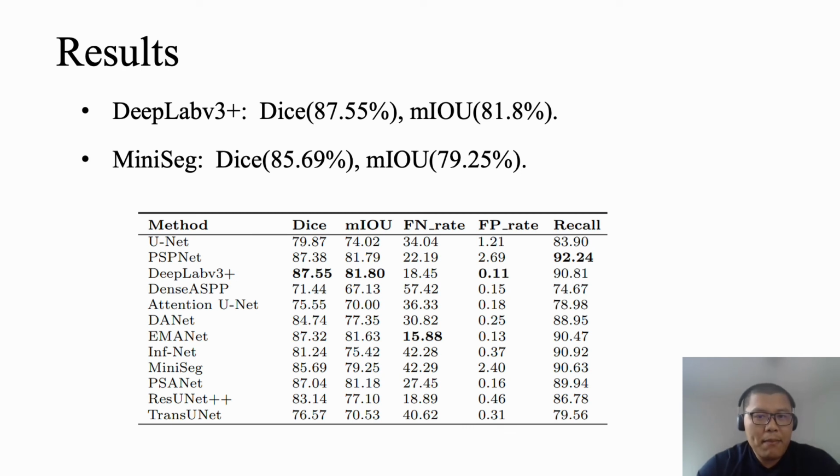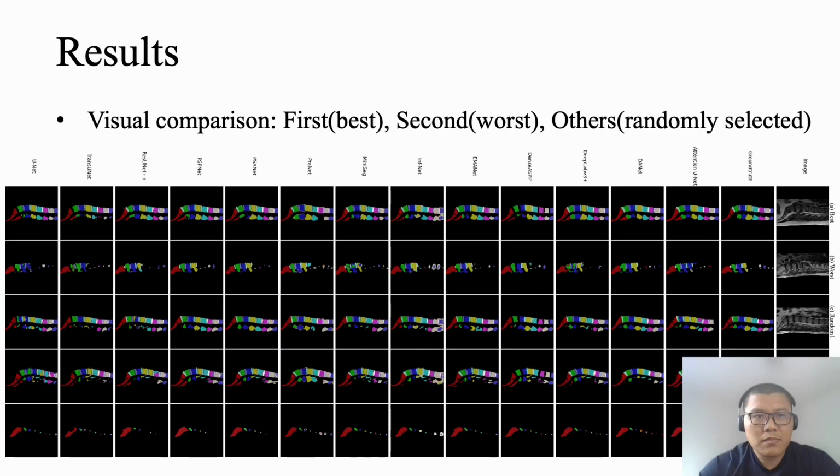And here are the mean results between these different networks. We can see DeepLab and MiniSeg have got very good results in the dice and the IoU. And here we show some segmentation results visually. We compare the performance between these models. We select 5 MRI images for each model. I think the first two rows are the best and the worst cases for each model. And then we randomly selected 3 cases, as you can see listed below.